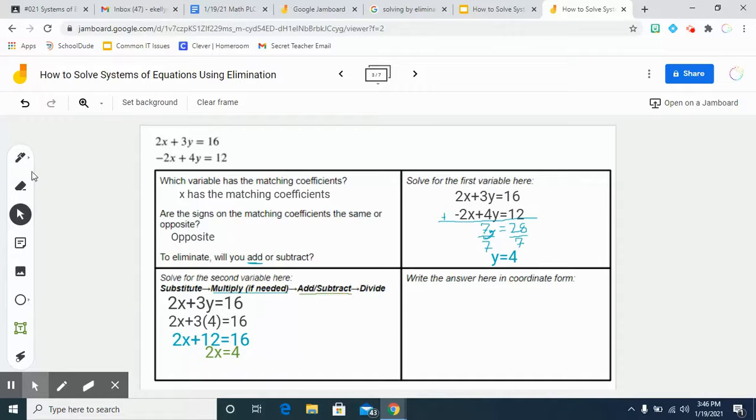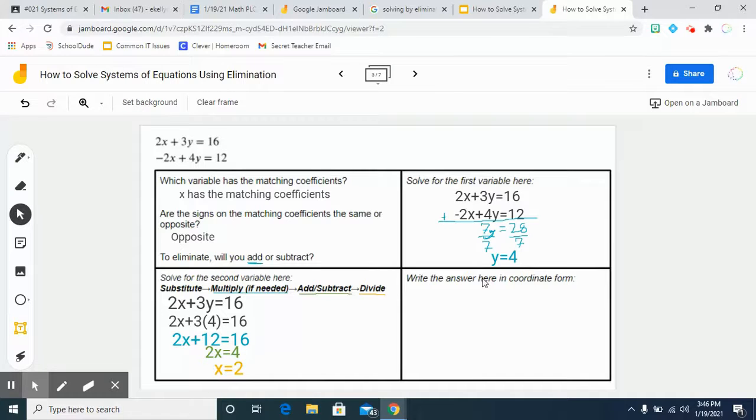And finally, we have to divide. And dividing is going to be in yellow in this case. We have 2x equals 4. So that means that x needs to equal 2. So x equals 2.